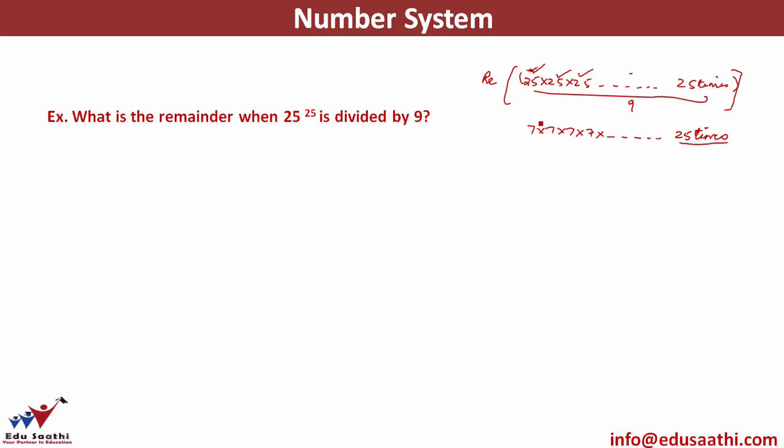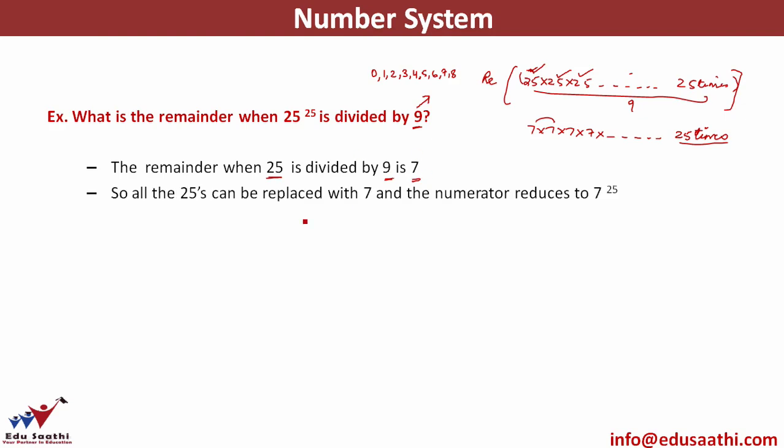Why? Each 25 when divided by 9 gives a remainder of 7. And when I am dividing a number with 9, the remainder could be either 0, 1, 2, 3, 4, 5, 6, 7 or 8. The remainder cannot be greater than 8. So all the 25s can be replaced with 7 and the number would be reduced to 7 raised to power 25, or 7 written 25 times.